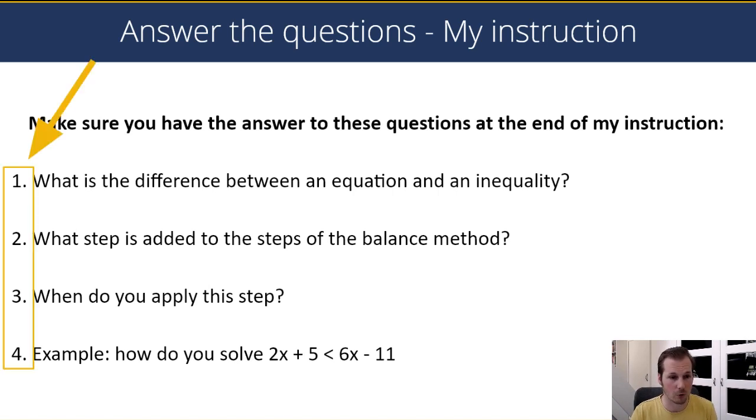So for example, as you can see here, 1, 2, 3, 4, again, step by step. So there's obviously a certain order in the way that I wanted to write this down. But these are actually also my lesson goals. At the end of my lesson, I want them to know the difference between equation and inequality. At the end of the lesson, I want them to know what step is added to the balance method.